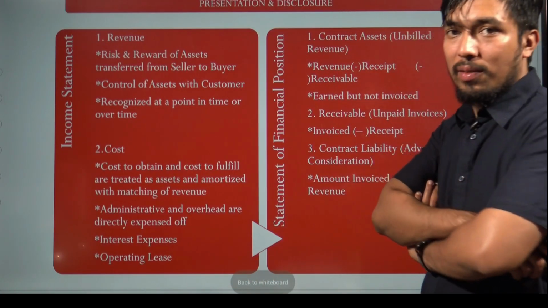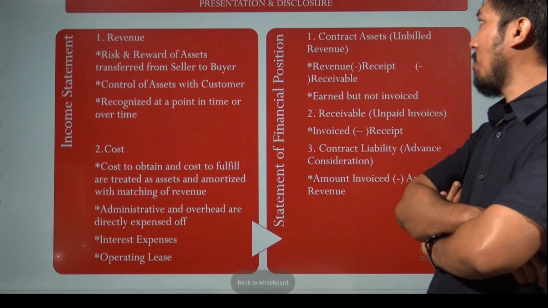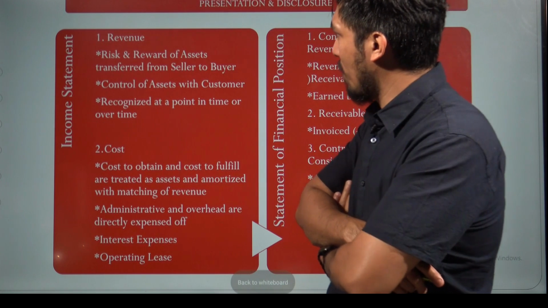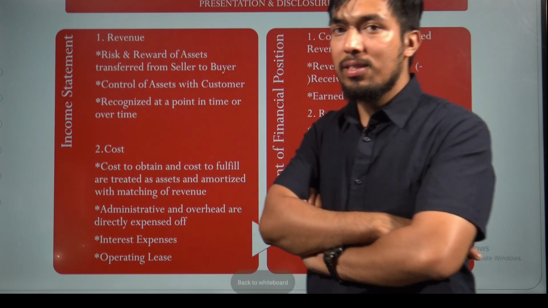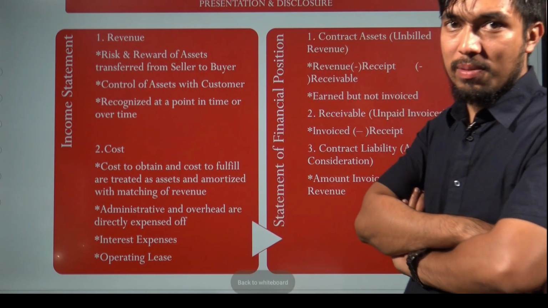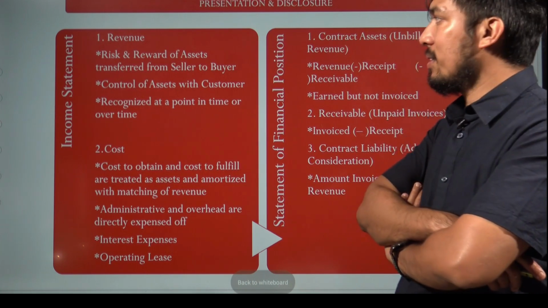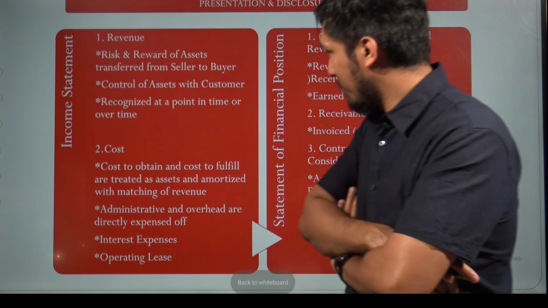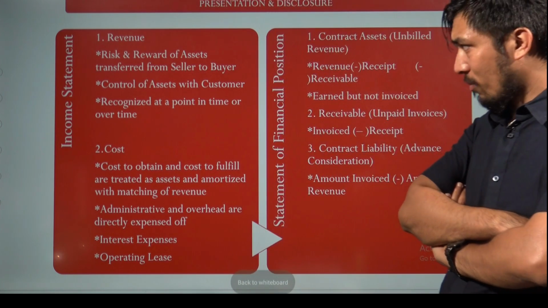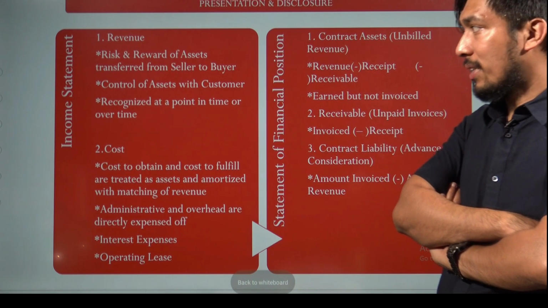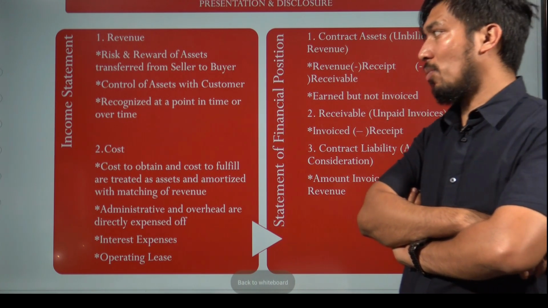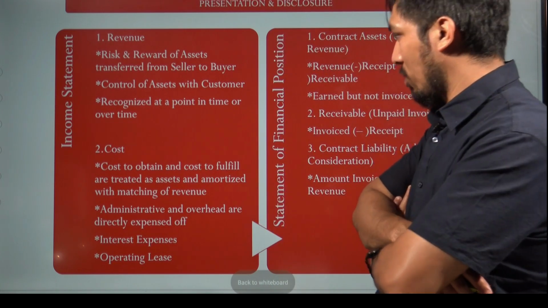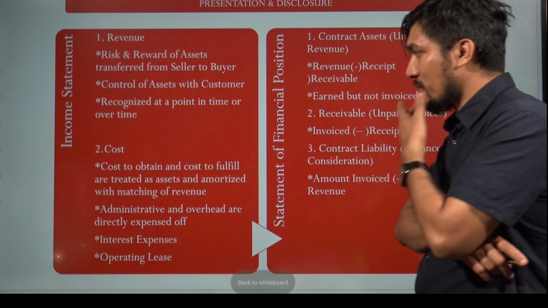And this is the last part about the presentation and disclosure. In the income statement we'll show the revenue from operations. When there is satisfaction of the performance obligation, that is transfer of the risk and reward from the seller to the buyer, or transfer of the control of the assets from the seller to the customer, then it will be recognized as revenue at a point in time or over time. That will be presented in the income statement. The other is cost that we have just discussed.